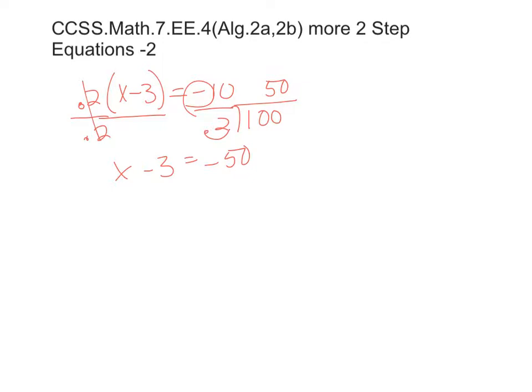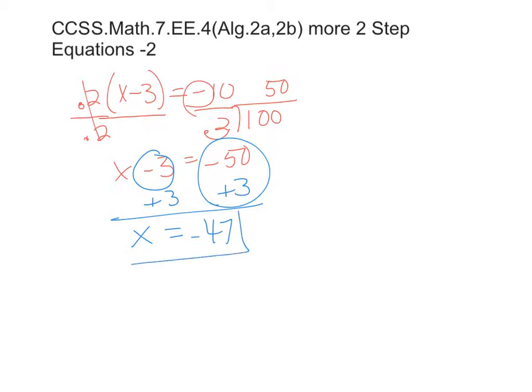Okay, so then the next step would be add your constant, so plus 3, and you get x equals, these are different signs, so you subtract them and take the sign of the larger.